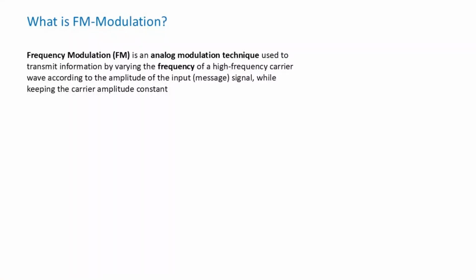Frequency modulation, or FM, is an analog modulation technique in which the frequency of a high-frequency carrier signal changes according to the input message signal, while the carrier amplitude remains constant.